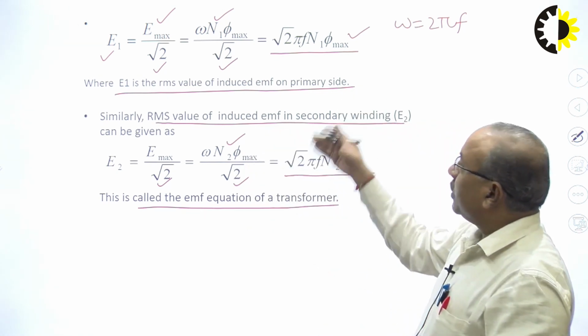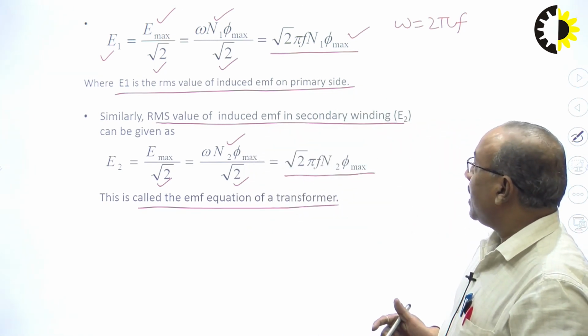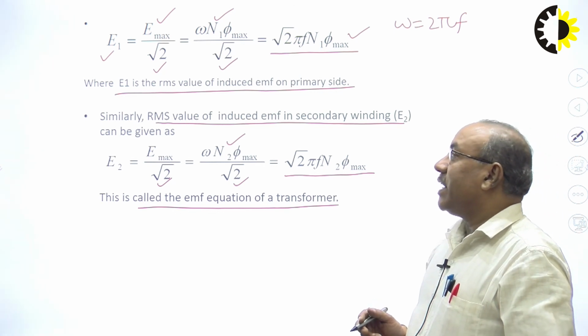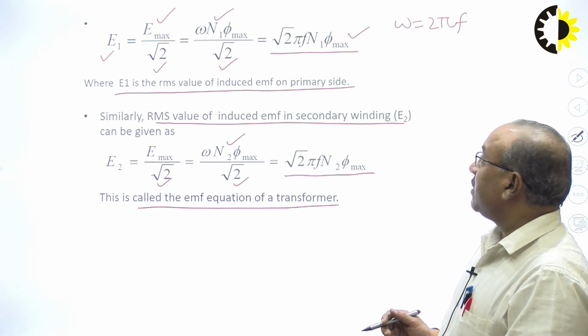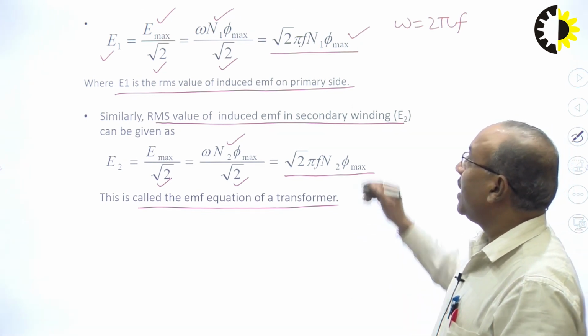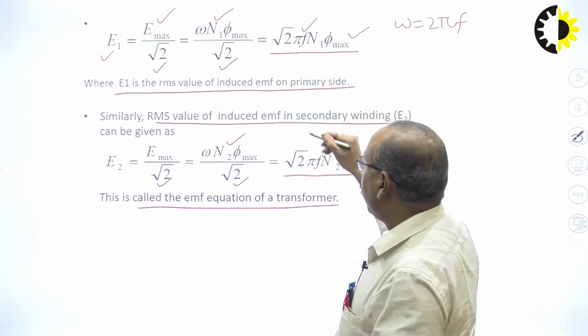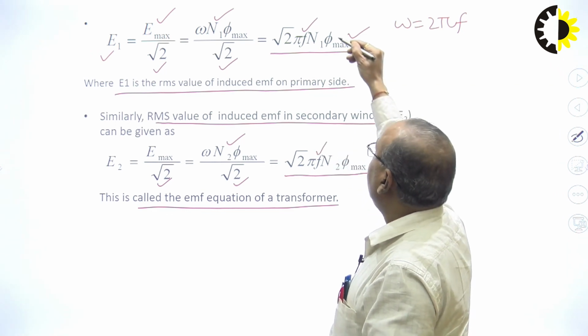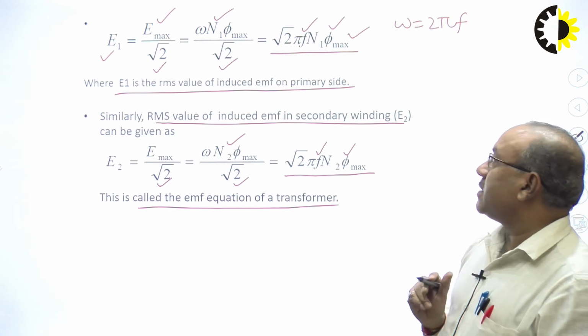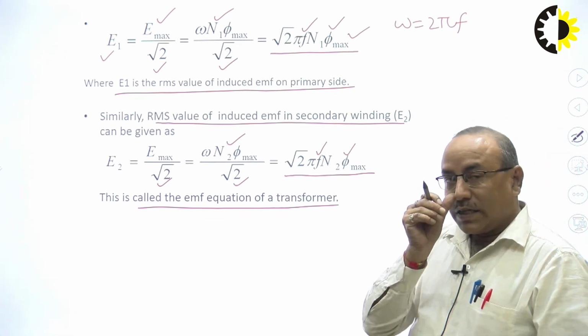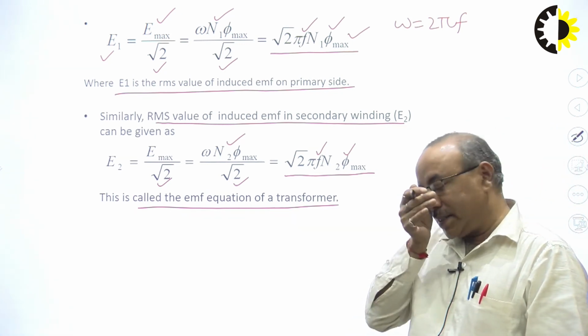In these two equations, E1 and E2, we can see basically they are dependent upon N1 and N2, since the frequency of the induced EMF on the two sides is the same, that already we have discussed why, and phi max is also the same on the two sides. So, basically it is the number of turns on the basis of which the induced EMF depends.